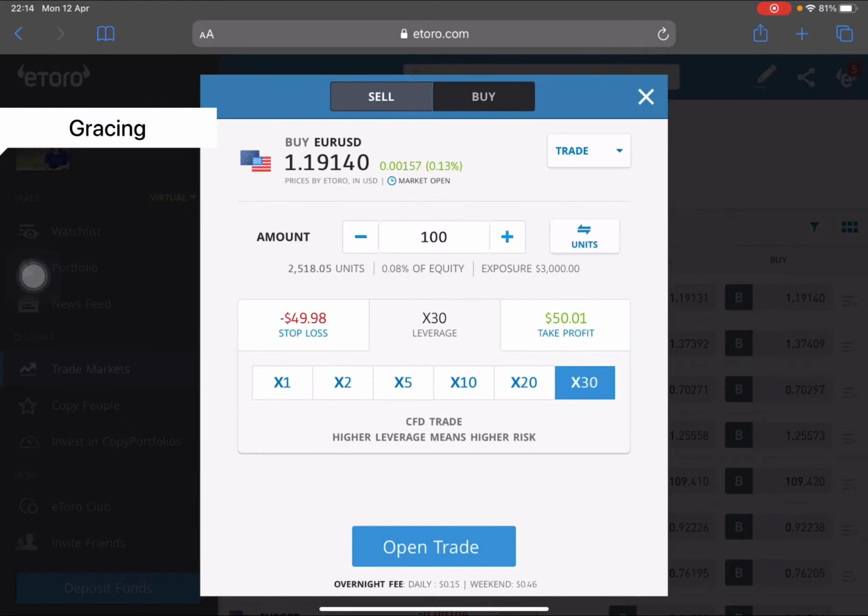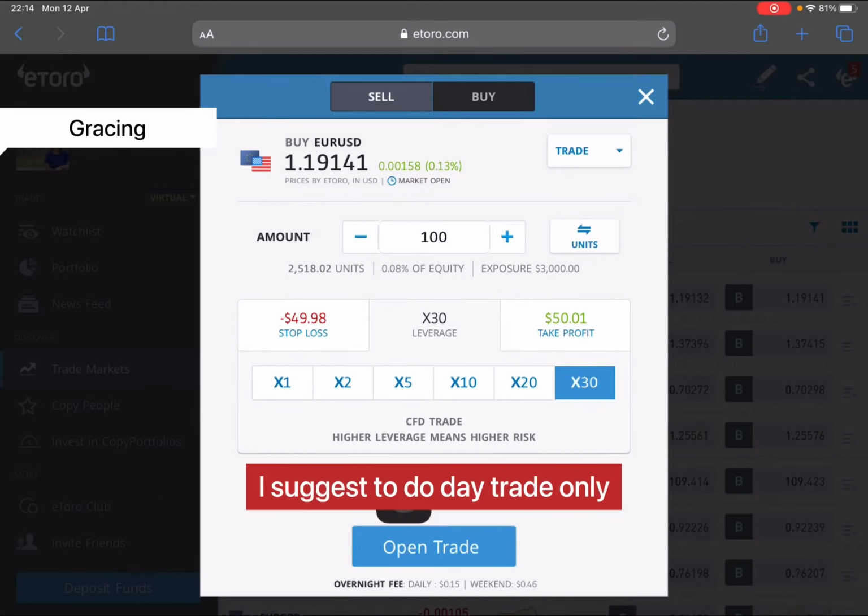But this time let me show you the art of using leverage. Now, I discussed last time about the overnight fee and weekend fee. So definitely if you are using leverage, you don't want to pay overnight fee and weekend fee. So you should use leverage only for day trading or short trading, so that you will not pay a lot of overnight and weekend fees. Only day trading, all right? So let's open the trade using X30.